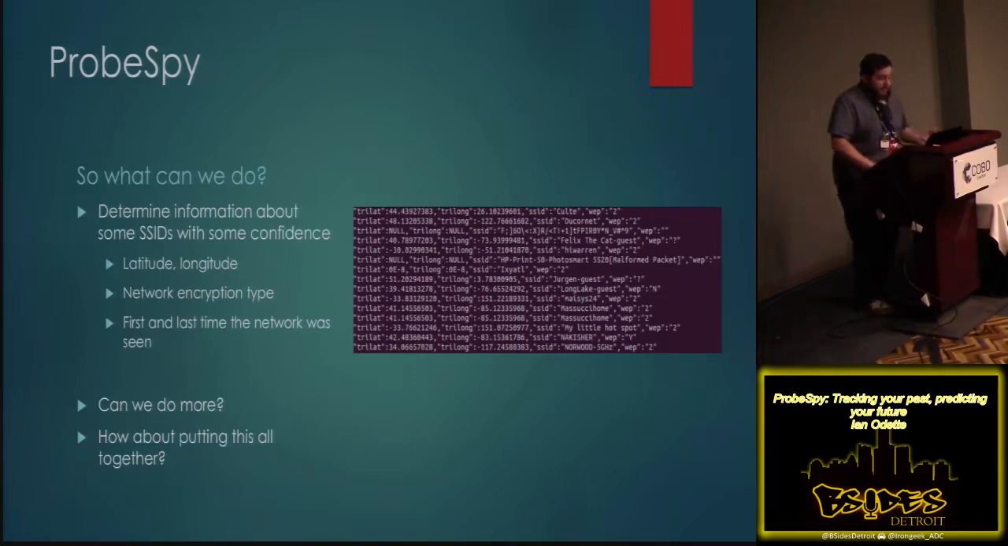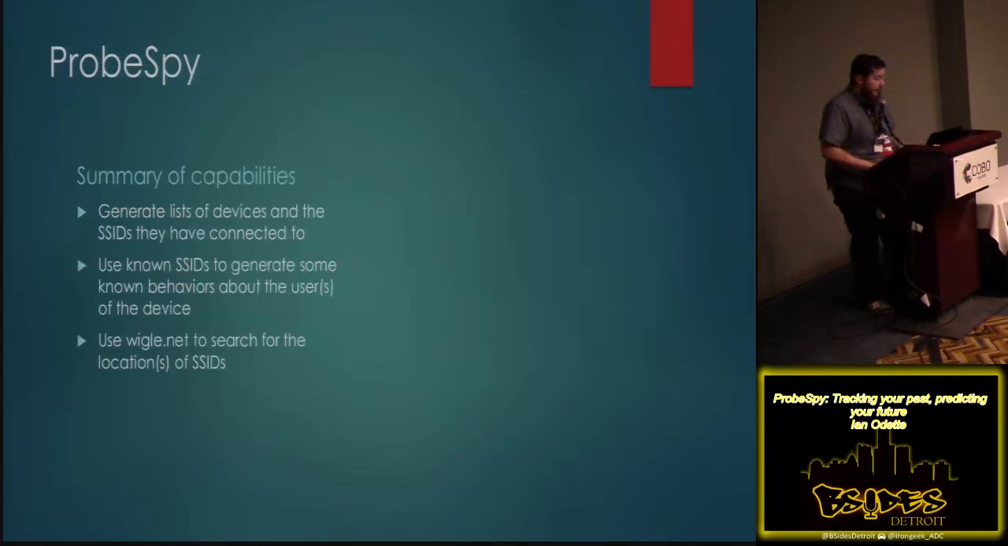So all of this is kind of interesting information, but until we actually put it all together into something, it's all just kind of disparate sources of information. So how about we go ahead and put it all together? Just to summarize, we're able to generate a list of devices and the SSIDs that they've connected to, assuming they're not attempting to protect themselves from this kind of information disclosure.